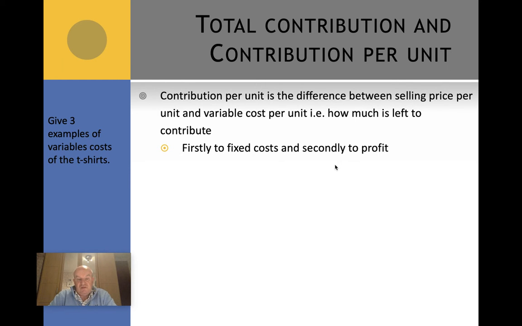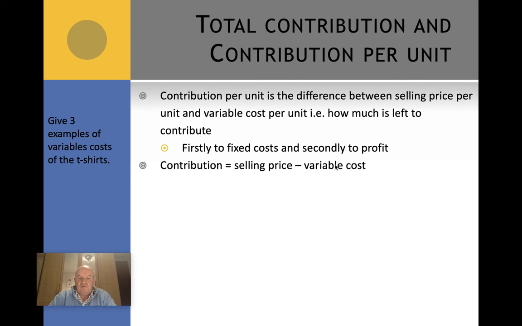Clearly, the first thing that we need is for our contribution per unit to cover fixed costs and contribute towards fixed costs, and then secondly to profit. Now clearly, if our total contribution doesn't cover our total fixed costs, then we're not going to get into a profit scenario for any business.